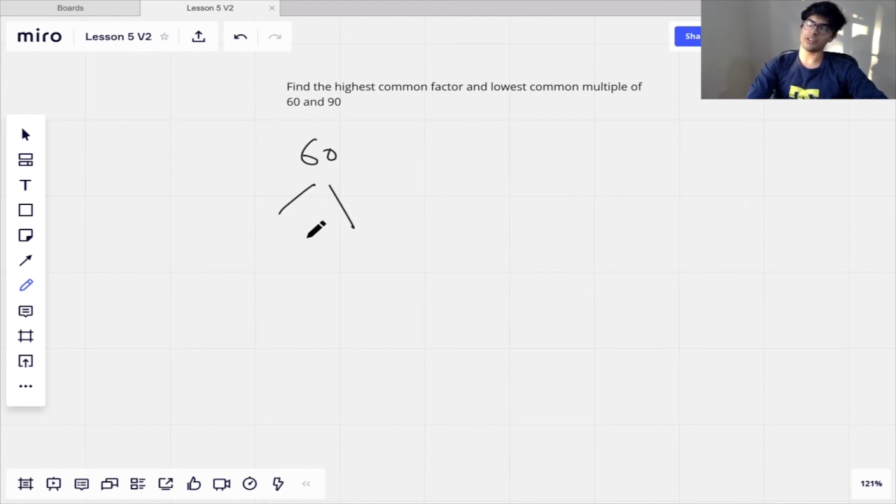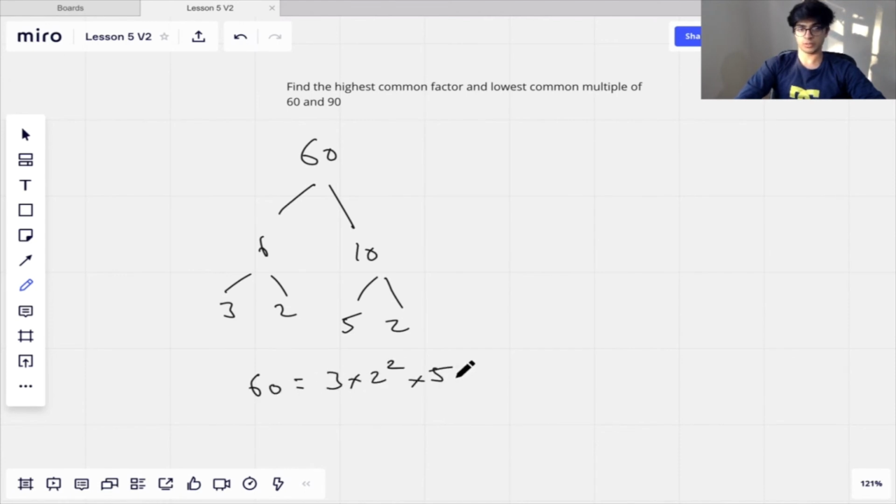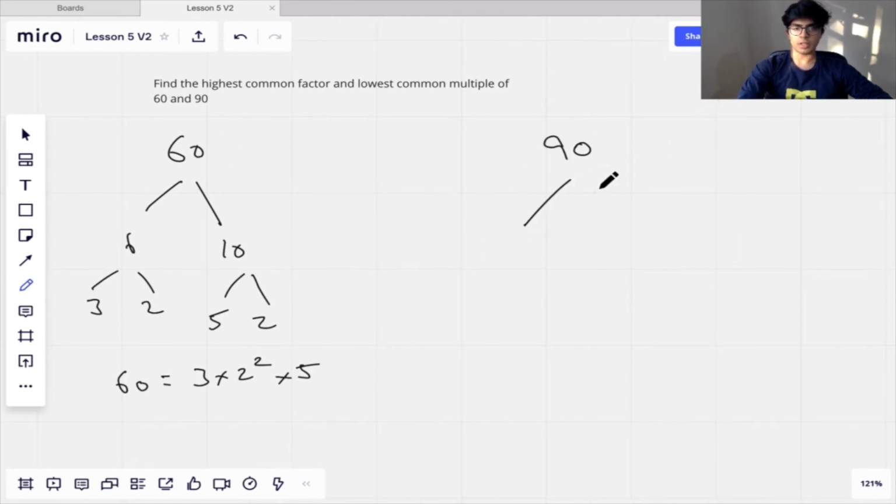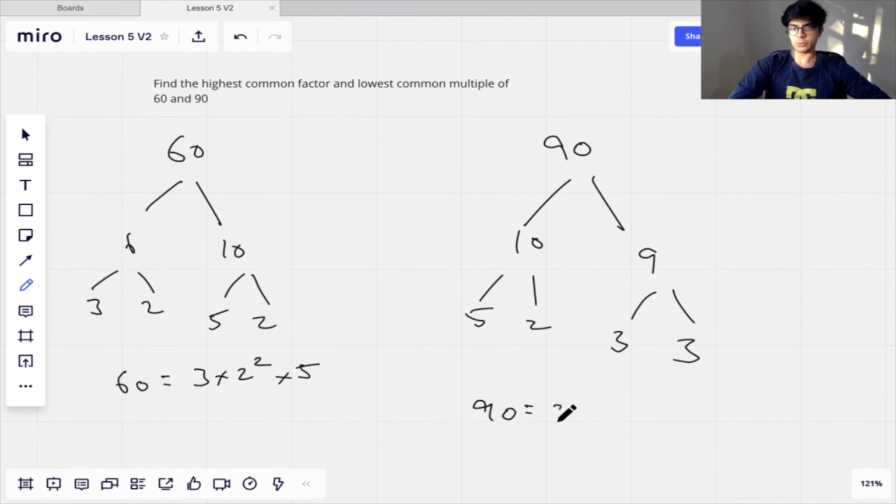Okay, we've just done a few of these, so give this one a go if you didn't give the last one a go. 60, 6 and 10, right? And then 3 and 2, and then 5 and 2. So we know 60 is equal to 3 times 2 squared times 5. Okay, let's do the same thing with 90. Okay, again, because it's divisible by 10, right? 10 and 9, and 5 and 2, and then 3 and 3. So 90 is equal to 3 squared times 2 times 5.